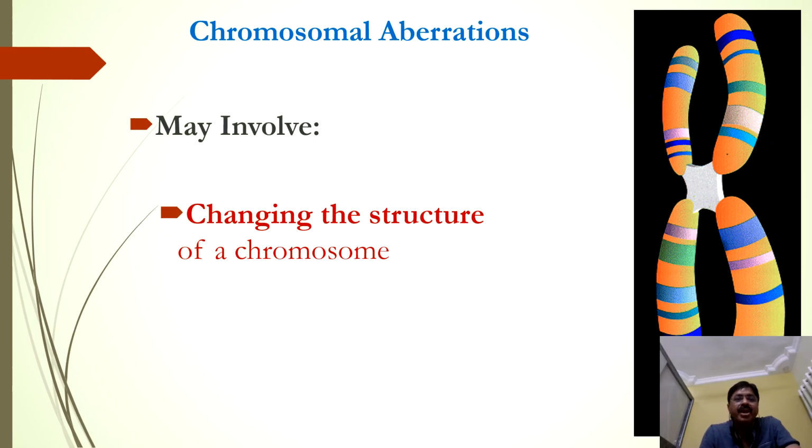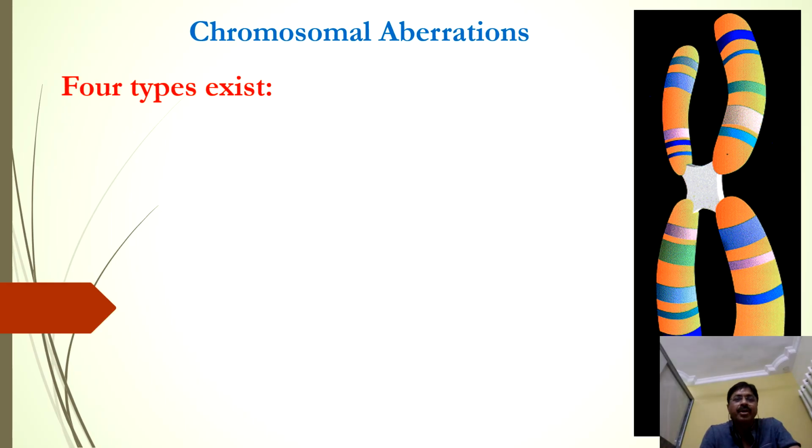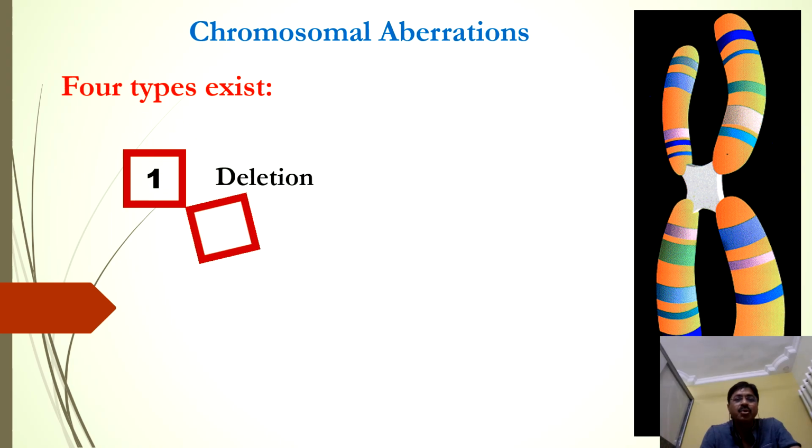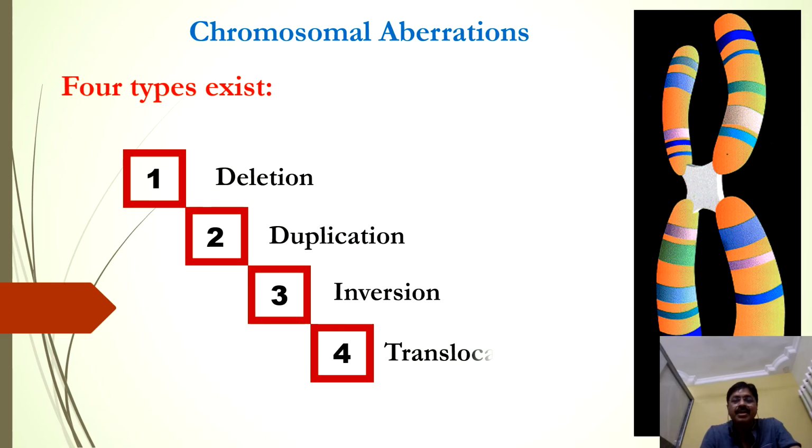Chromosomal aberrations may involve changing the structure of a chromosome. That may be loss or gain of a part of the chromosome from the original chromosome, and we get different types of chromosomes. These chromosomal aberrations are of four types. Number one is deletion. Number two is duplication. Number three is inversion. And number four is translocation. One by one, we are going to understand.